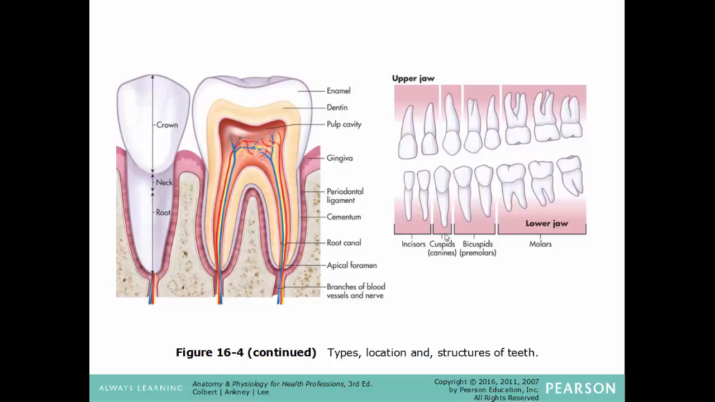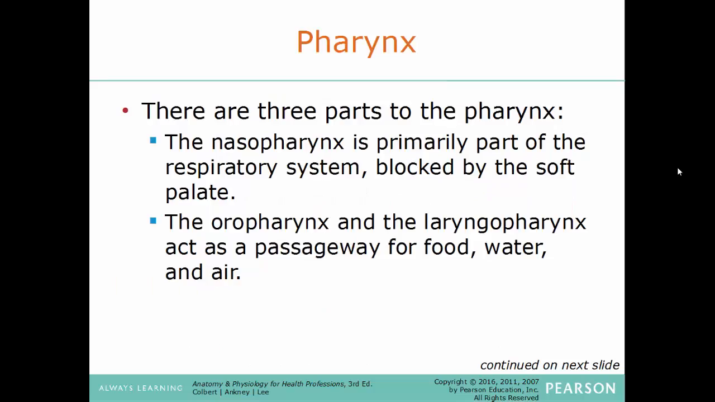And the various shapes of each type of tooth. The incisors, the cuspids, bicuspids, and molars. The shape indicates what they will do to food. Alright, now move on to the next section of the gastrointestinal tract, the pharynx. And the pharynx is just a general term for your throat. There are 3 parts to the pharynx, and the name indicates where this area is found.